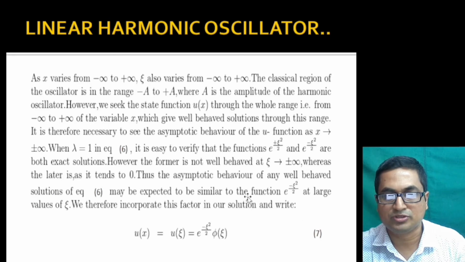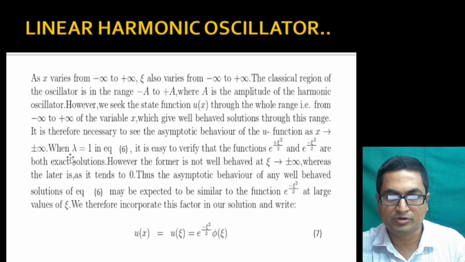Equation 6 produces solutions e to the power plus xi squared by 2 and e to the power minus xi squared by 2. Now if we put xi equal to plus minus infinity, as it is in an asymptotic region, we'll find that this part will lead to infinity, and that's why it is not a well-behaved wave function and is discarded right away. So we are left with this e to the power minus xi squared by 2 term, and we will incorporate this term while solving the Schrödinger equation.